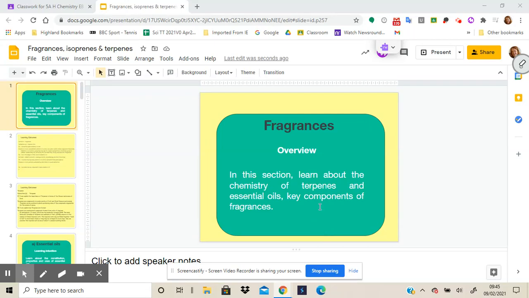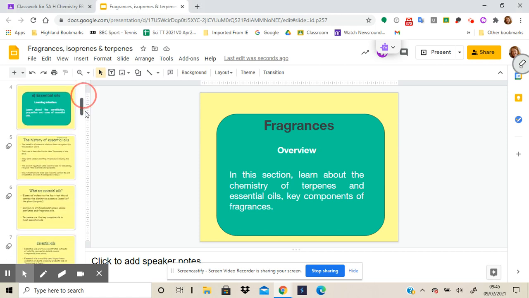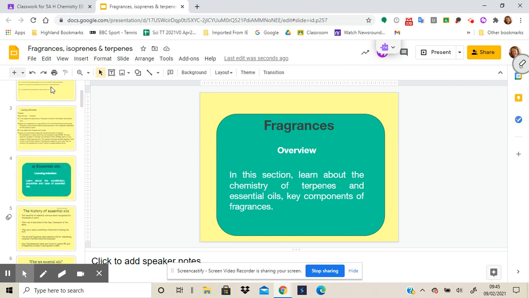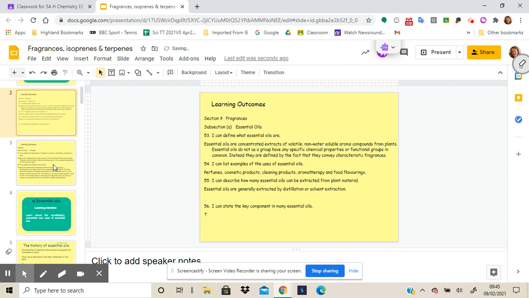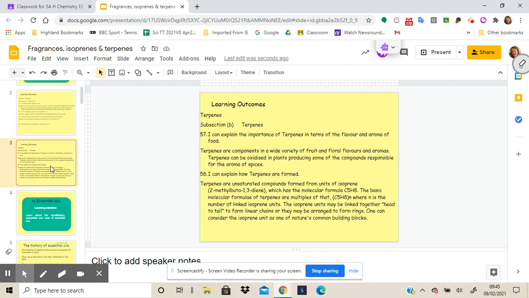Hi guys, just a quick brief introduction to fragrances, because you'll have heard me prattle on already this afternoon. So, learning outcomes: an overview of essential oils, what they are, what they're used for, and what makes them up.